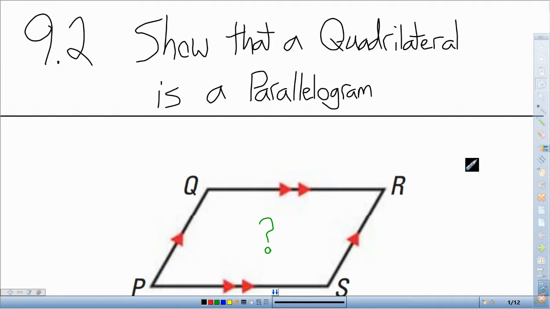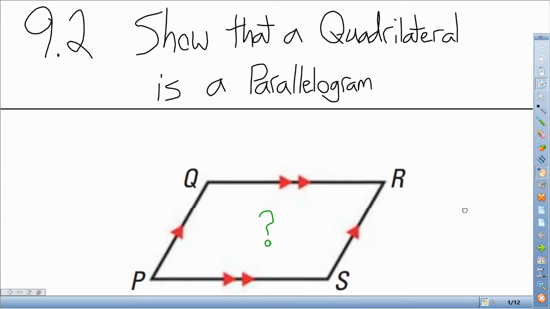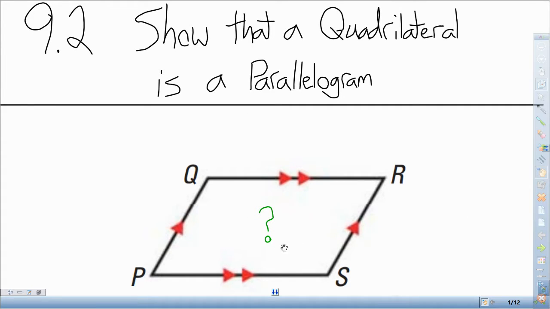All right, so go ahead, take a second, get this title here, and you can draw yourself a parallelogram. I put a little question mark in it because that's what we're wondering. Is it a parallelogram? Okay, so copy this.